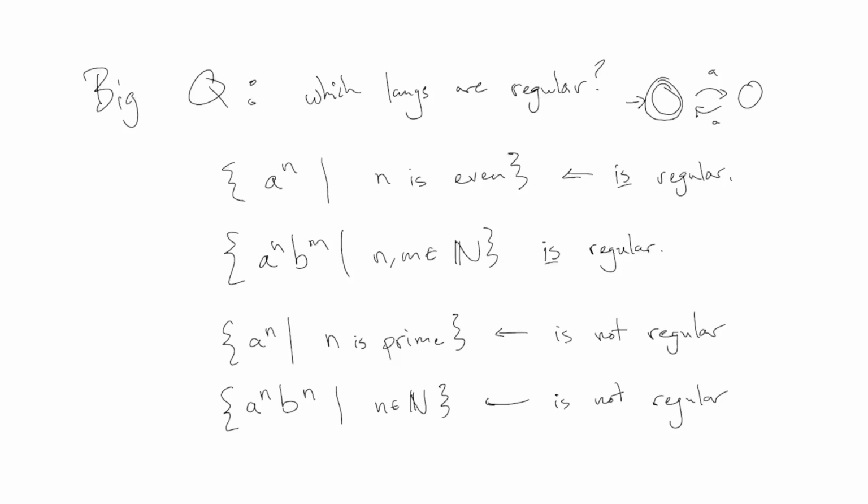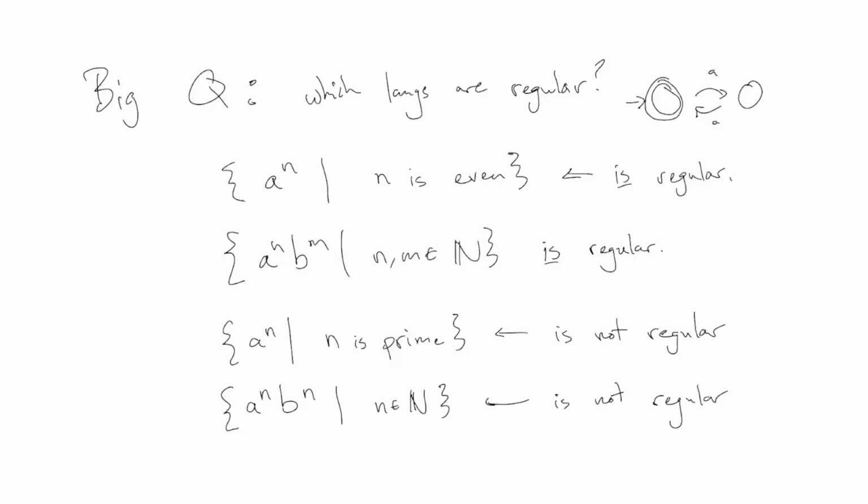And I will just point out, what's the difference between this here and this one? a^n b^m means just some number of a's followed by any number of b's. This one here means some number of a's followed by the same number of b's. And it turns out that is enough to screw with the DFA. A DFA is actually not capable of making that kind of calculation about whether I see the same number of a's as b's.